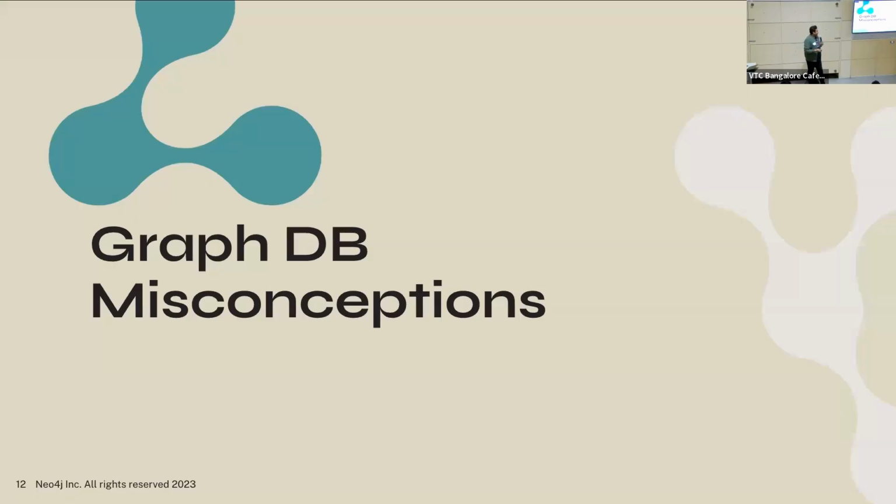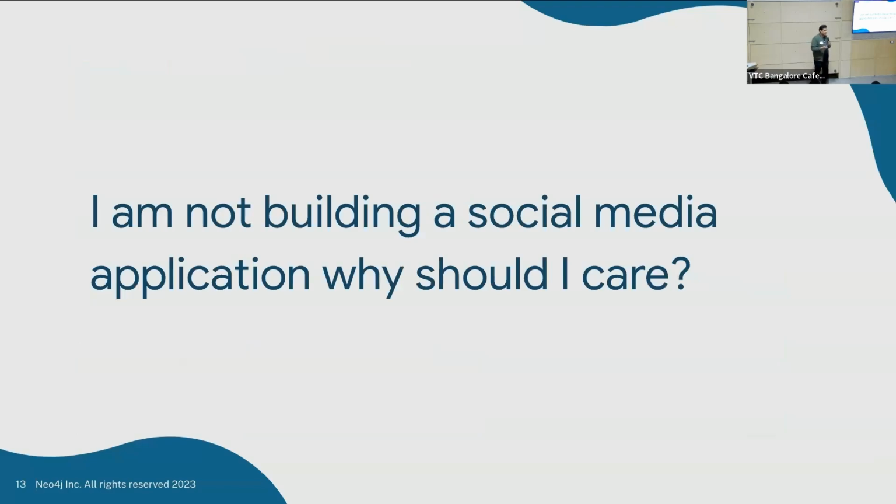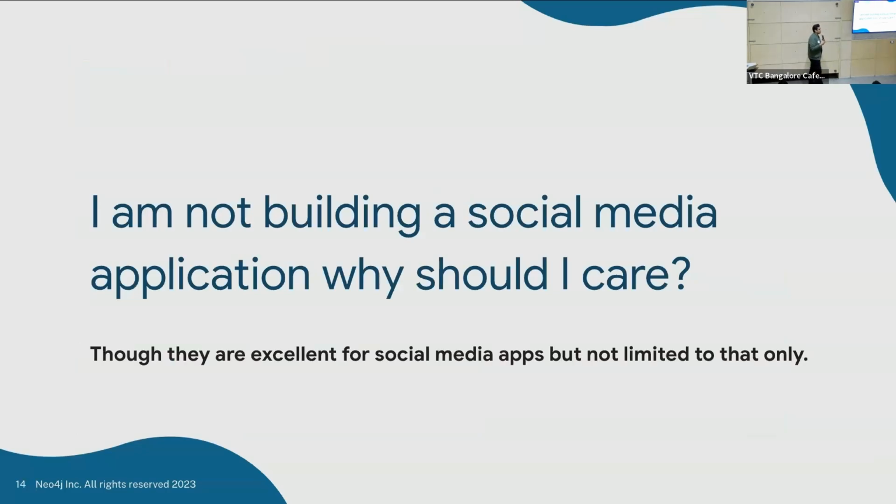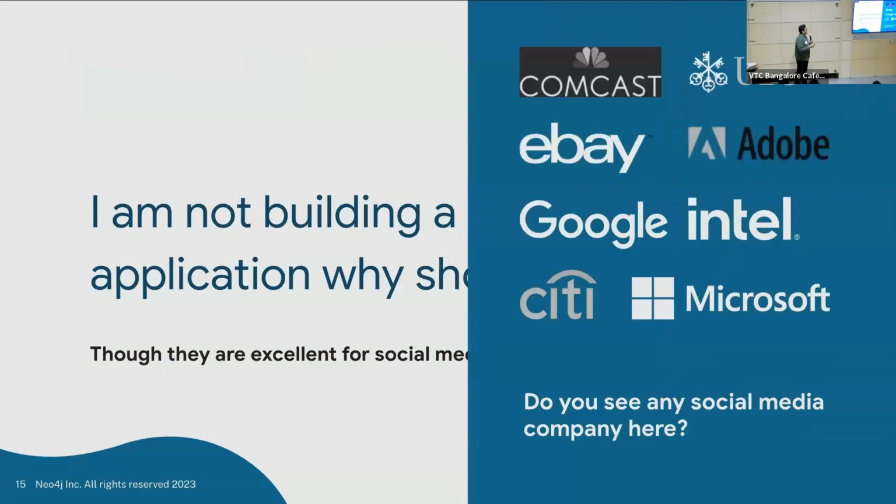Some misconceptions around GraphDB. I'm not building a social media. A lot of people think that Facebook has built a social graph, LinkedIn has some social graph kind of thing. They're good for social media use cases. Social media recommendations are a great use case for graph, but not the only one. Do you see any of the companies here working in social media or having social media platforms? No, right? But all of them use graph in one of their applications. It could be internal or external, public-facing applications.